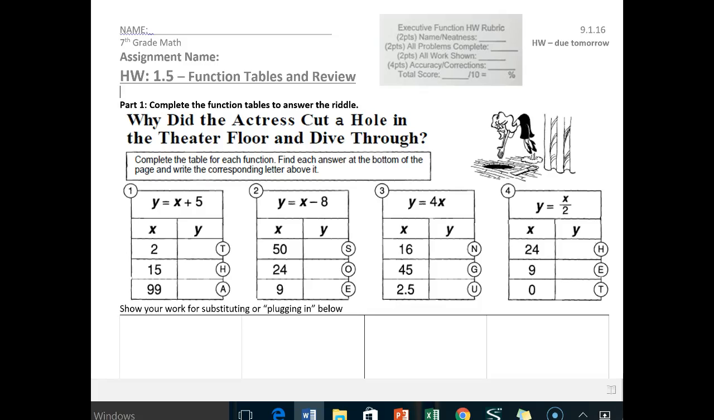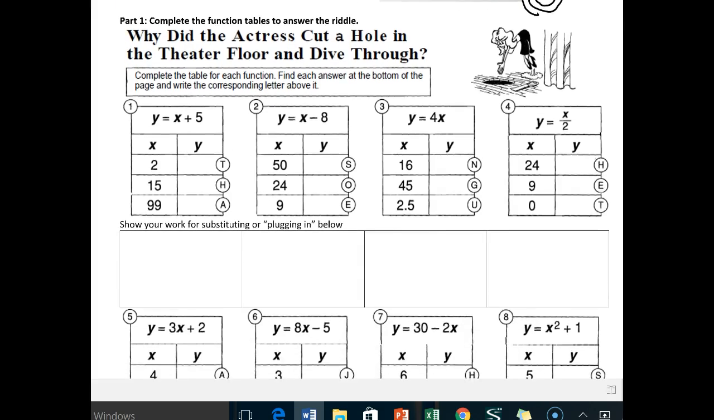So tonight we're going to help you out with homework 1.5, function tables and review. To prove to me that you watched the video, go ahead and draw a little optical illusion here. And then make sure your work looks exactly like the ones in this video.